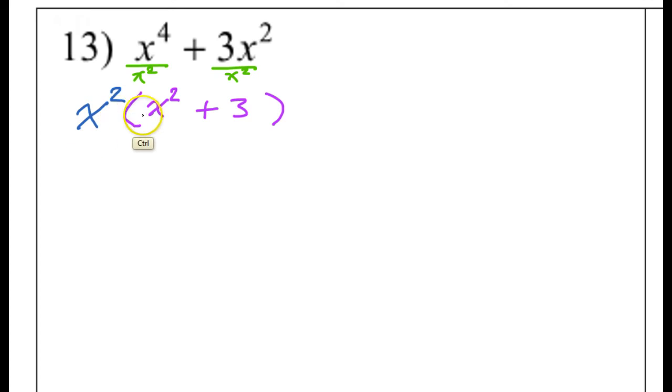So I should look at what's inside the parentheses and ask myself, can that factor any further? Well, if you have a binomial and there's no GCF, then the only thing we know is difference of squares. Well, this is a sum, not a difference. So right away I know this is not the difference of squares, so this cannot be factored any further. So this is the final answer.